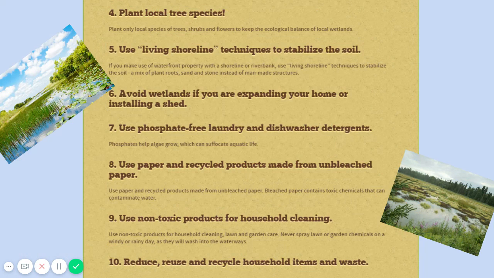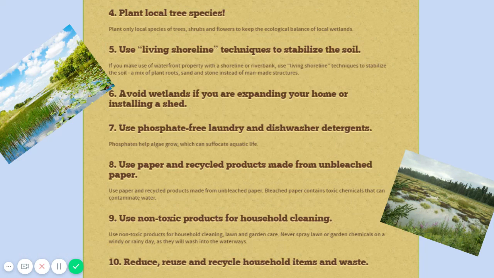5. Use living shoreline techniques to stabilize the soil. If you make use of waterfront property with a shoreline or riverbank, use living shoreline techniques to stabilize the soil, a mix of plant roots, sand, and stone instead of man-made structures. 6. Avoid wetlands if you are expanding your home or installing a shed. 7. Use phosphate-free laundry and dishwasher detergents. Phosphates help algae grow, which can suffocate aquatic life.